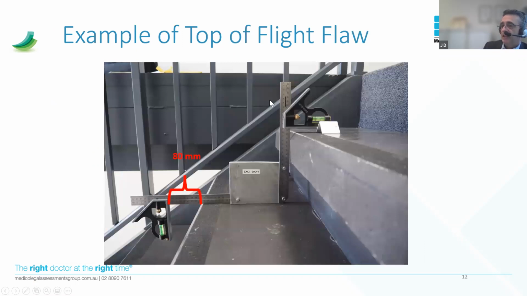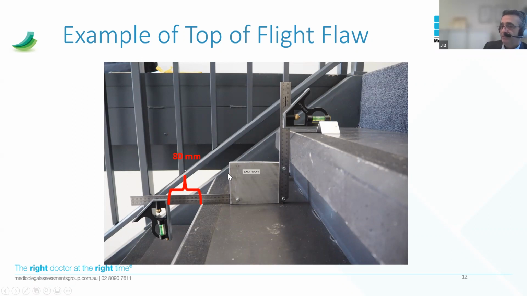Now, here's an example of a flaw in a stairway that we've measured. So the top step here, or the preceding step, was measured at 310 millimeters. The step on which the person slipped measured only 230 millimeters. That's a difference of 80 millimeters. Now, going back to the table that we showed previously, you can see there's a significant increase of an overstep occurring here.